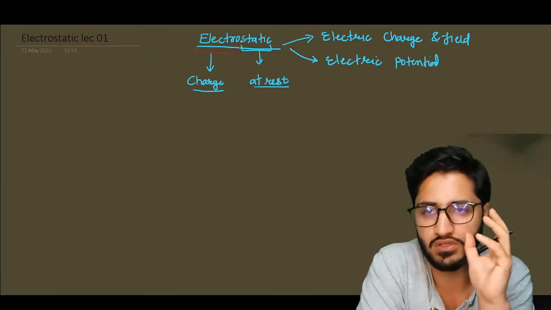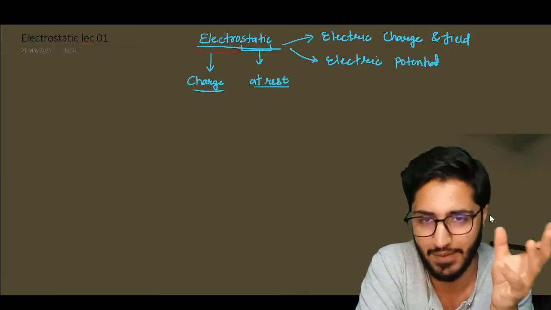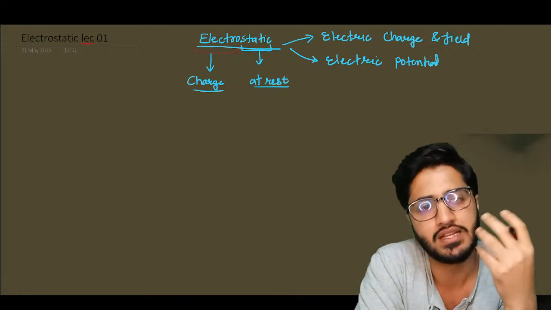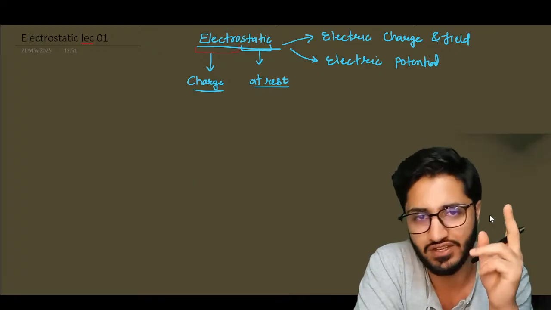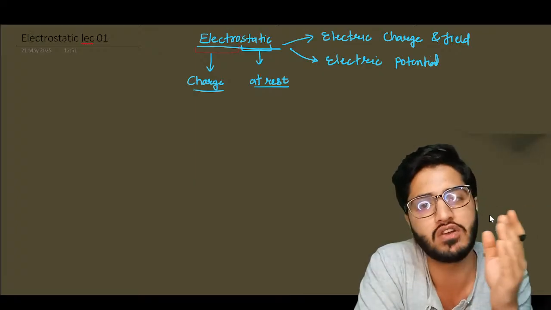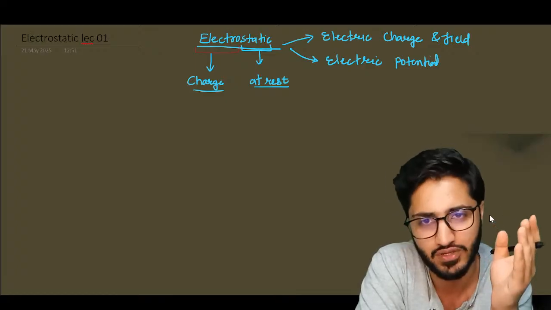Today we will be discussing only charges, types of charges, and properties of charges. Then day after tomorrow we will have the second lecture. Continuously I will be delivering all the lectures of electrostatic, then current electricity, then magnetism.